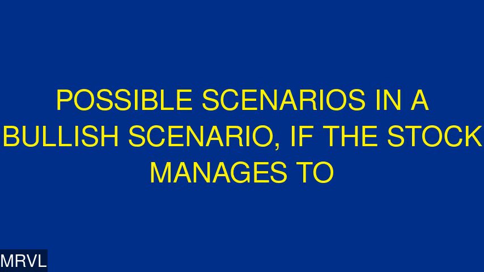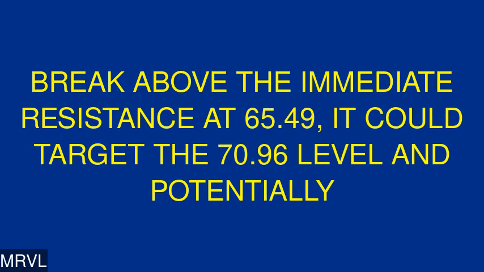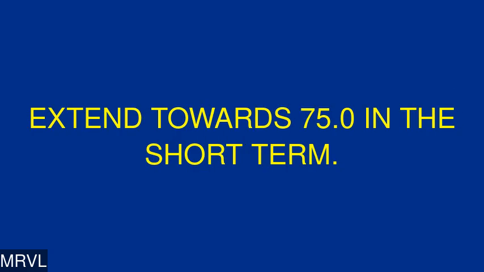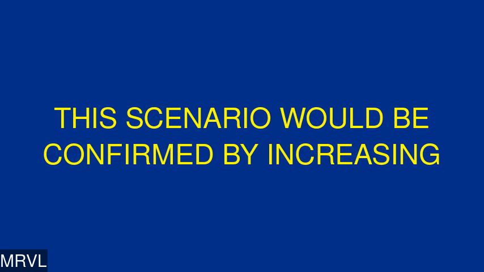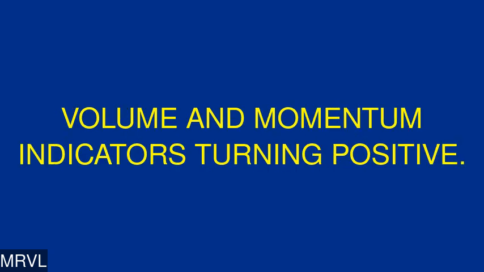Possible scenarios. In a bullish scenario, if the stock manages to break above the immediate resistance at 65.49, it could target the 70.96 level and potentially extend towards 75.0 in the short term. This scenario would be confirmed by increasing volume and momentum indicators turning positive.